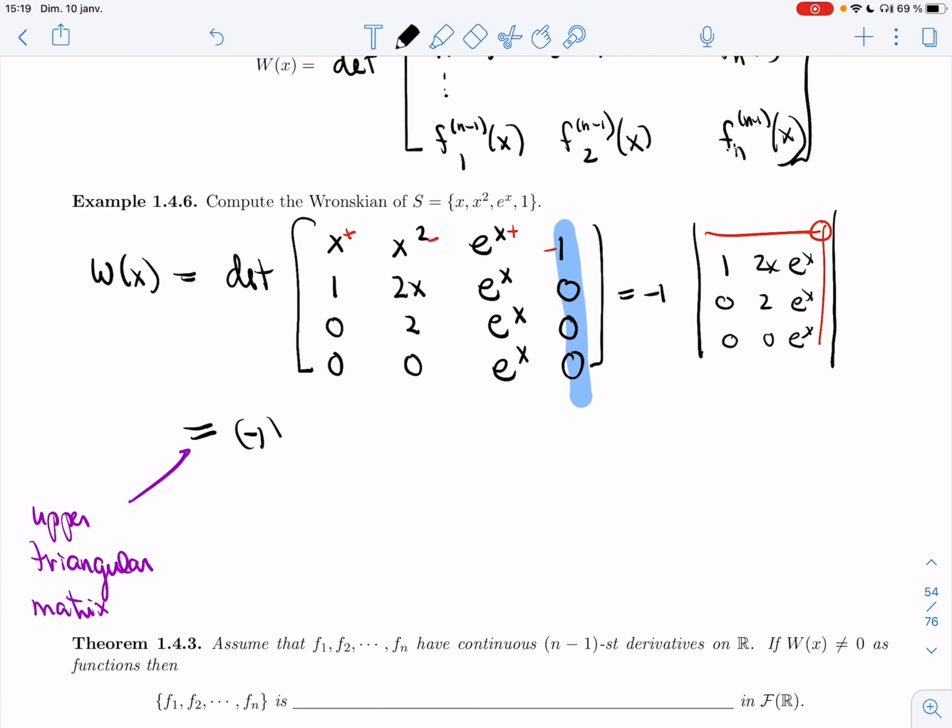And so I get minus 1 times 2 times e to the x, the product of the diagonal entries. You could also expand it, but at this point, this is faster. All right, so the Wronskian in this case is minus 2 e to the x. So it will depend on x, but if I fix a value of x, I get a determinant of a real matrix, and so I get a number. So for every value of x, you get a number, you get a function.